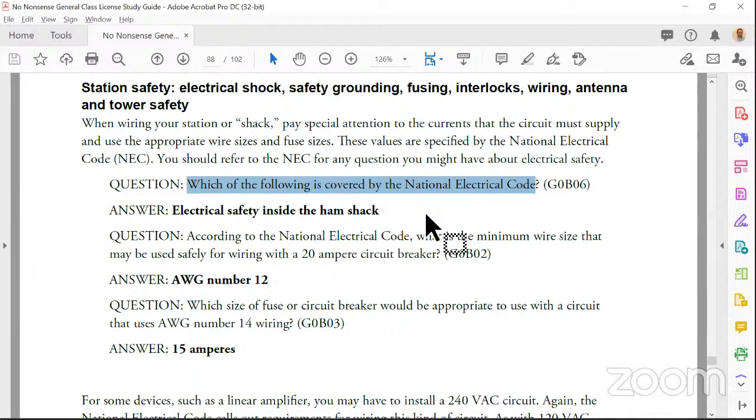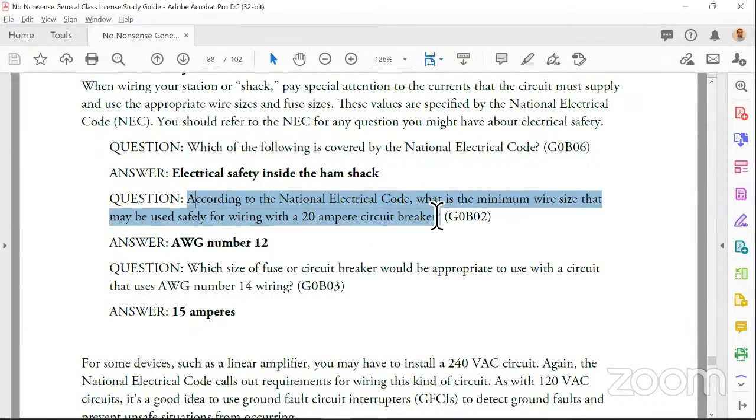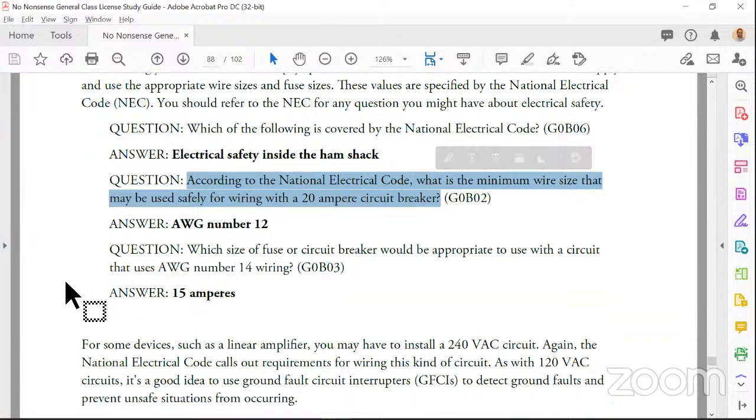All right, let's go. First question in the question pool for this evening. Which of the following is covered by the National Electrical Code, or the NEC? And we said that's the book, the text that gives us electrical safety inside the ham shack. Okay, next question in the question pool.